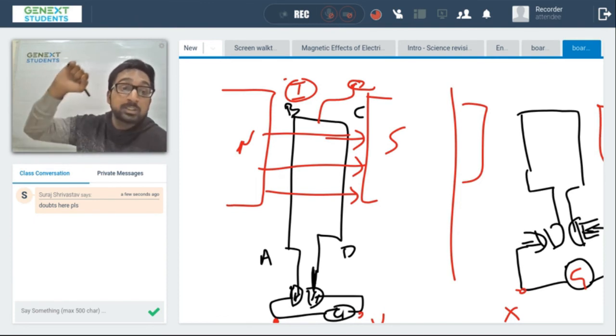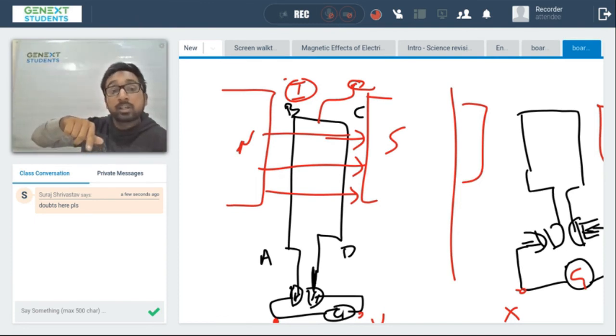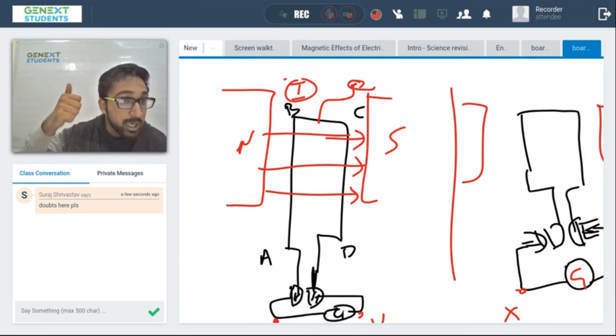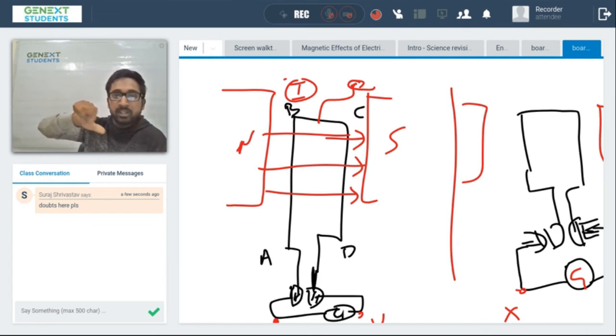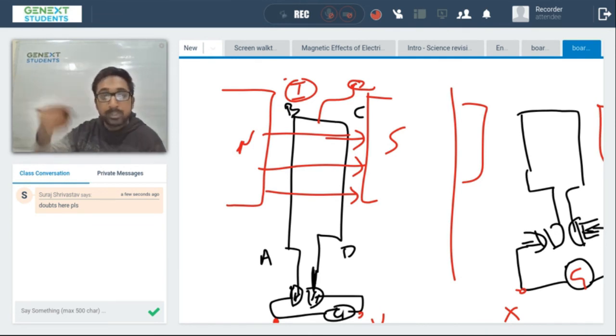So I have to figure out, if I give this motion to this coil, will there be a generation of electricity? This is what I am taking out. So I gave a motion in the anti-clockwise direction. So AB is going down. Now use your right hand. MBI: Motion, magnetic field, induced current. Motion is in which direction? Motion is in downward direction. Magnetic field is in this direction. So current will be in which direction? Current will be from B to A. So current will be induced from B to A.